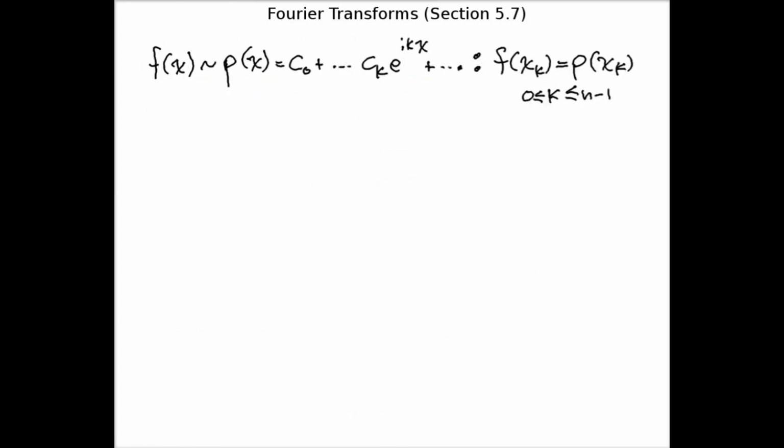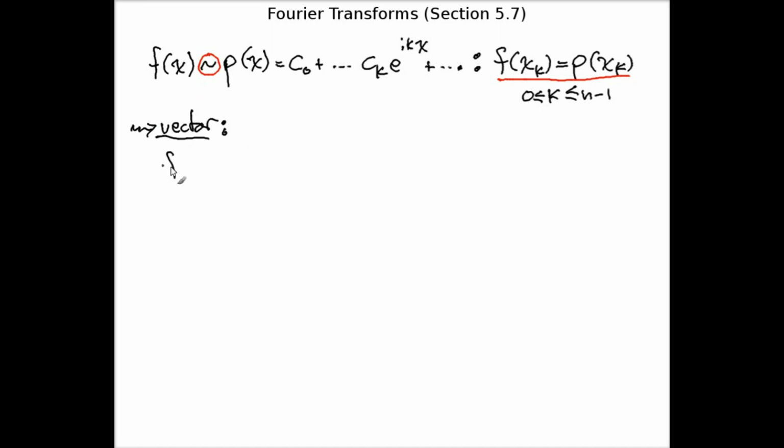So here's what we're doing. We're given our function f of x, and we want it to have this relation with p of x, which is this finite sum of exponentials. And this relation here, this funny symbol, is exactly that these two functions have the same values at all of these points. And I want to get a vector identity out of this.